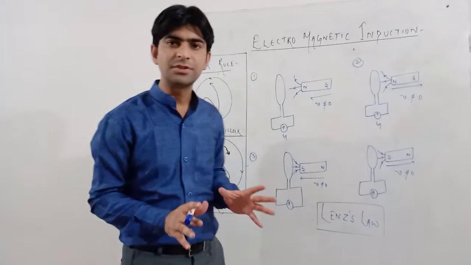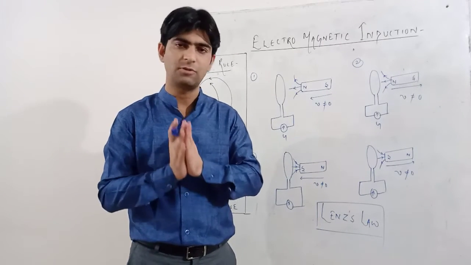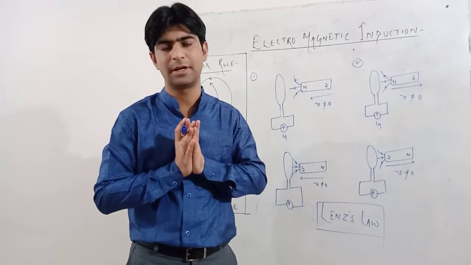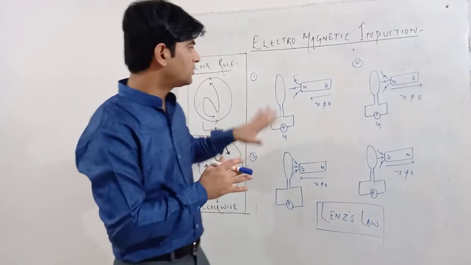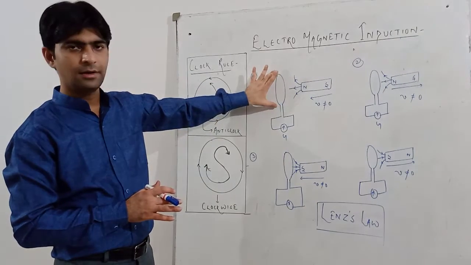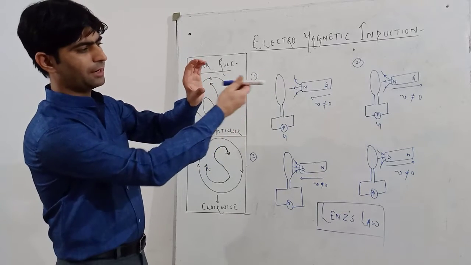Now we are going to discuss a very important phenomenon, that is electromagnetic induction. We discussed magnetic flux. Magnetic flux is the number of magnetic field lines crossing a particular area. Now suppose this is your coil and a magnet is moving towards this coil.